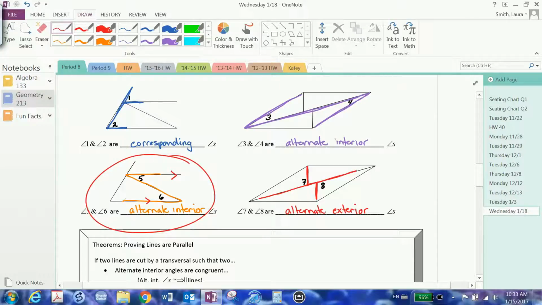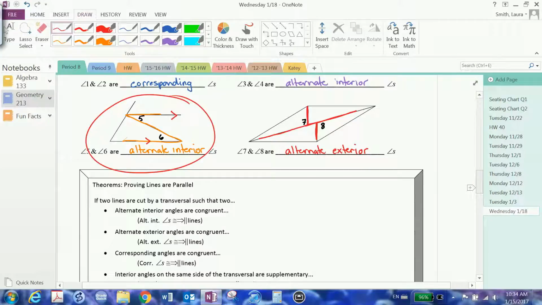Right? And if you just think about that for a minute, that should hopefully make some sense to you. Because if angle 5 was, let's say, much bigger than angle 6, wouldn't that tip that top line? In which case, it would open it up more, in which case those 2 lines could not be parallel. So the only way they could be parallel is if those 2 angles are congruent. All right, so if we have a pair of alternate interior angles that are congruent, then we have 2 parallel lines.